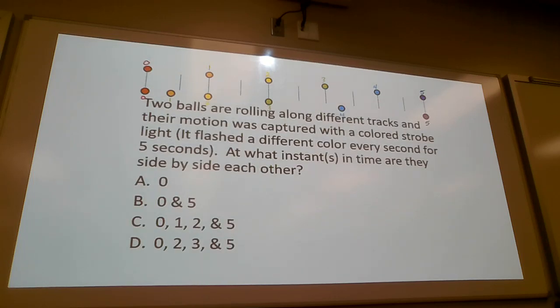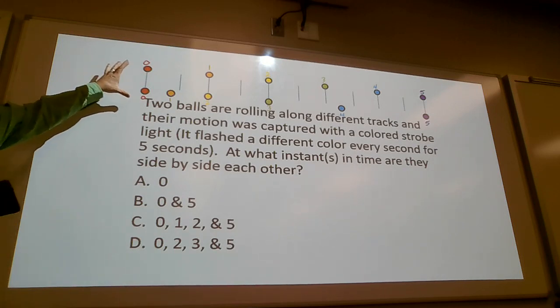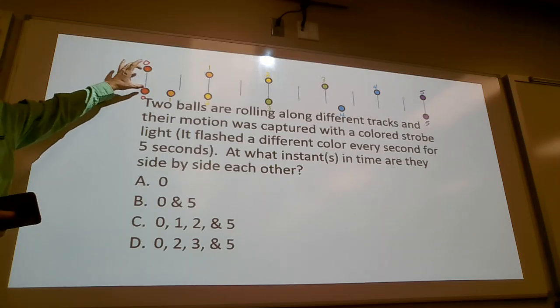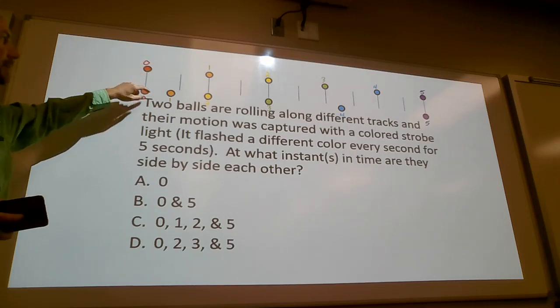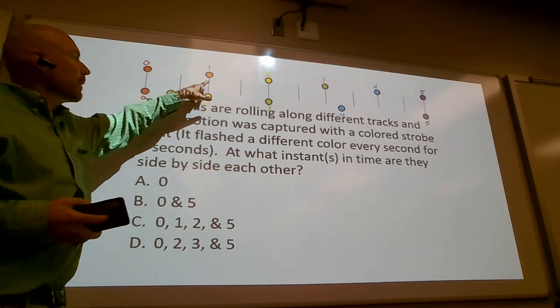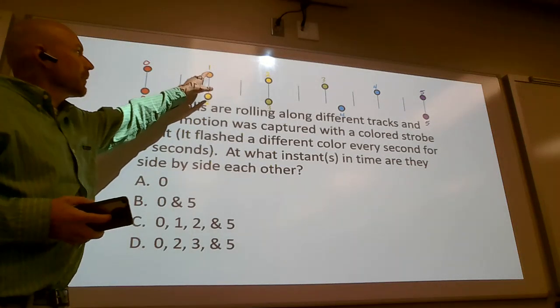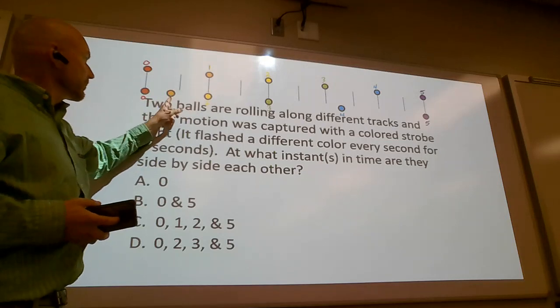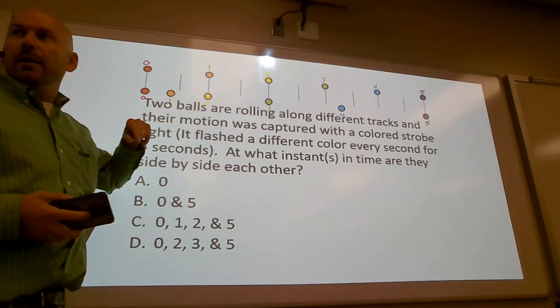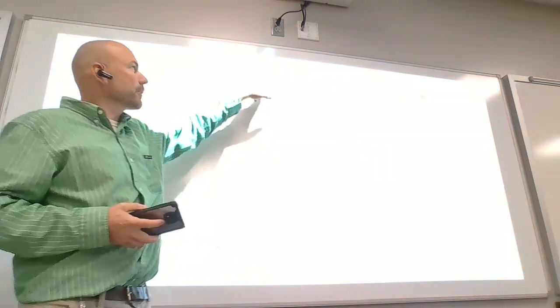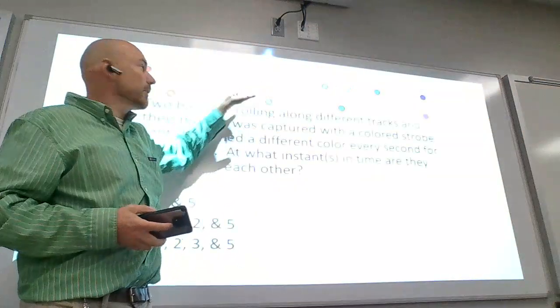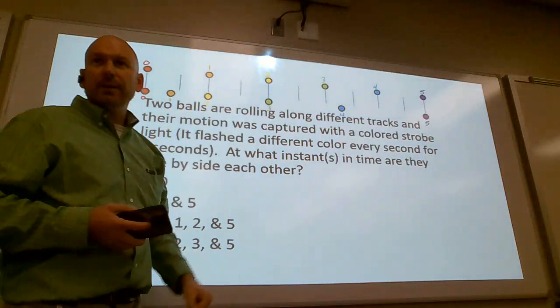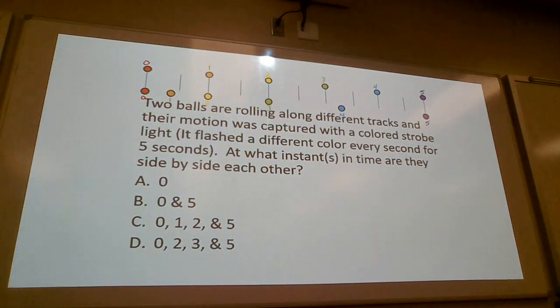Okay. Here's what this is showing you. At time zero, this ball is here, this ball is here. At time 1 second, the orange light turns on. This ball is here, this ball is here. At time two, the yellow light turns on. Ball is here, this ball is there. And that's what that diagram is showing.